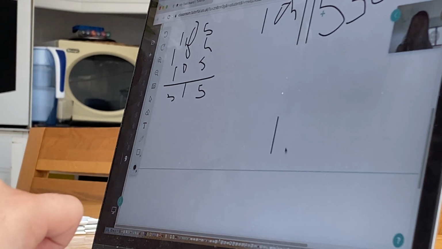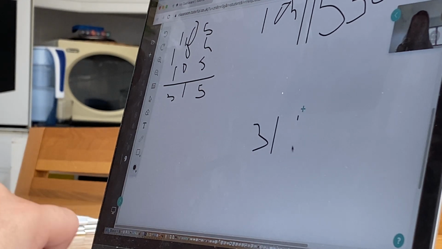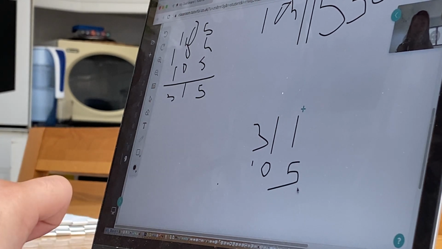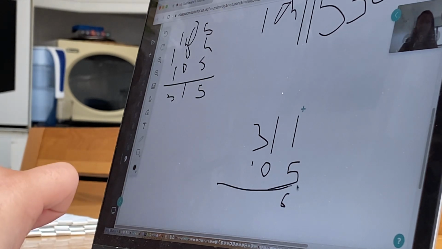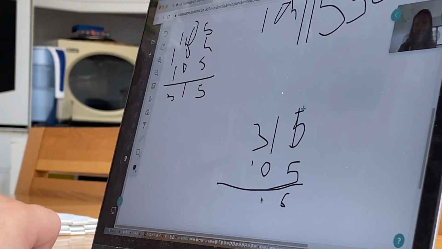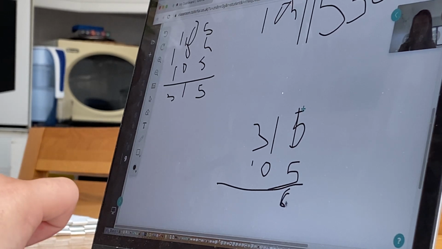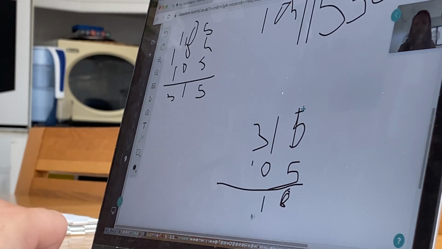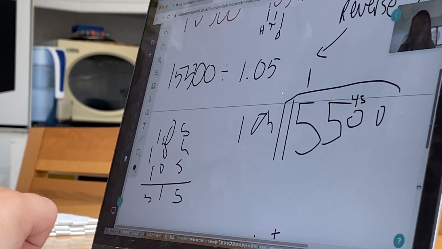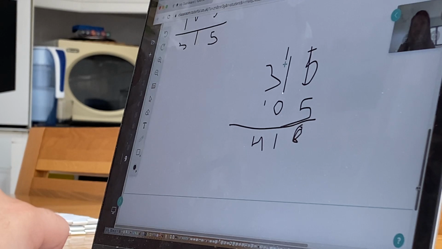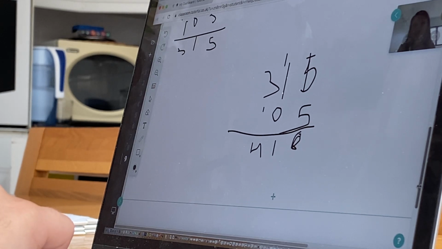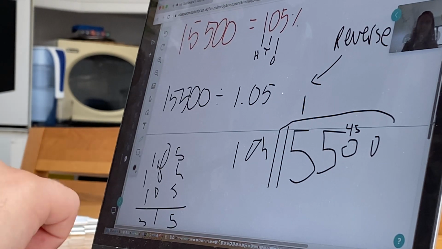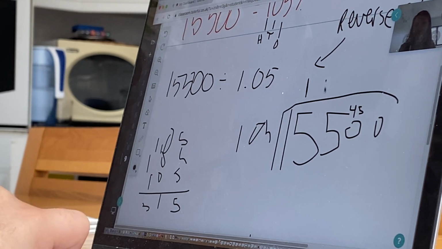Add 3, 1, 5 to 0. This should be 5. So 4, 10. So that's going to be 4, not 10. Remember 0 and you're carrying 1. So 20, 420. So it's going to be 4 remainder.